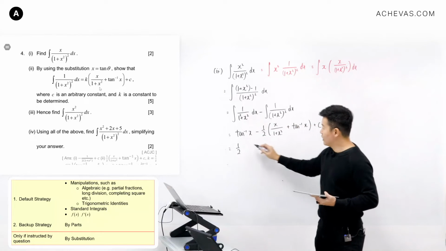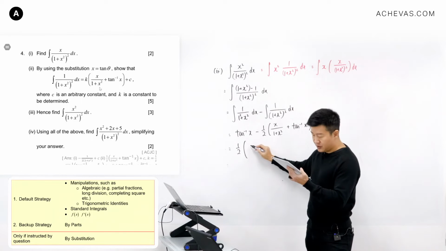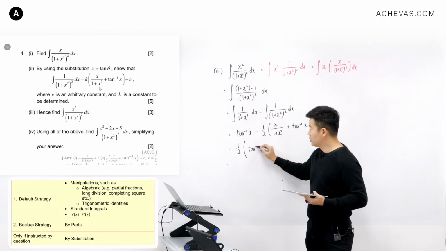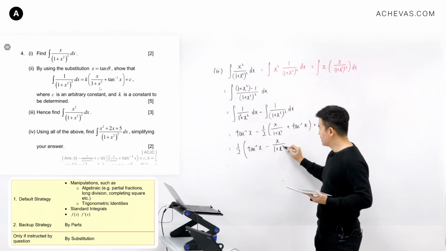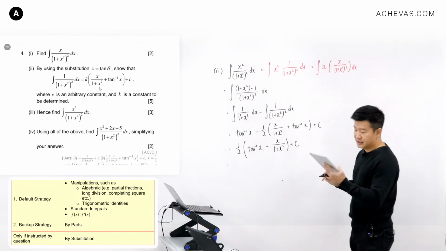So tangent inverse x minus half of tangent inverse x gives me a half of tangent inverse x. If I were to combine this together, it is going to be half of, here we will have a tangent inverse x, then minus x over 1 plus x squared plus c.